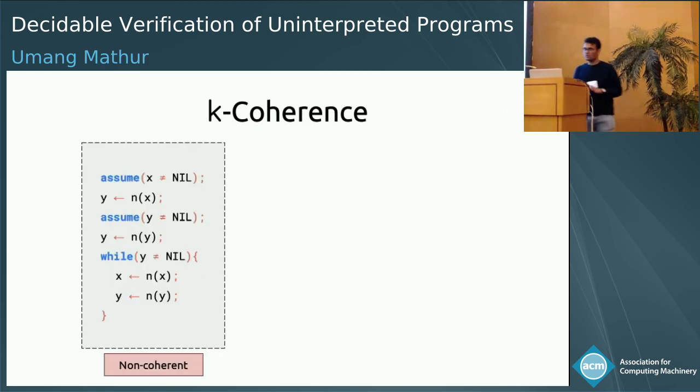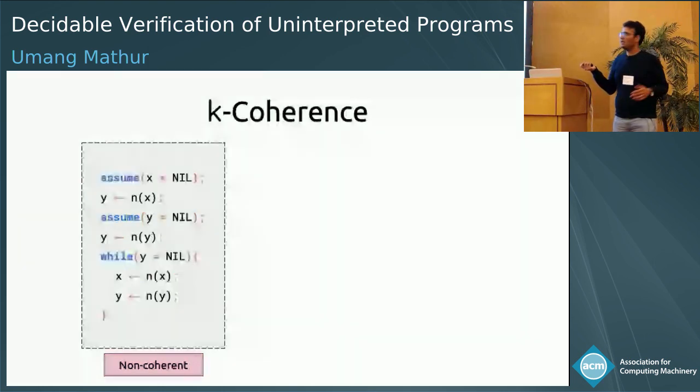Let's move on to the next contribution, k-coherence. So this program on the left is not a coherent program. What is happening here is that you're computing n of x and storing it in y, and then you're overwriting it to some other value. And now at this point, you're computing n of x again, and that means you're recomputing, but you do not really have the same term again, and that breaks the memoizing requirement. So this is not a coherent program, but you can make it coherent.